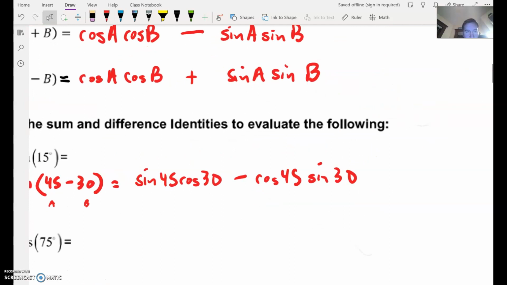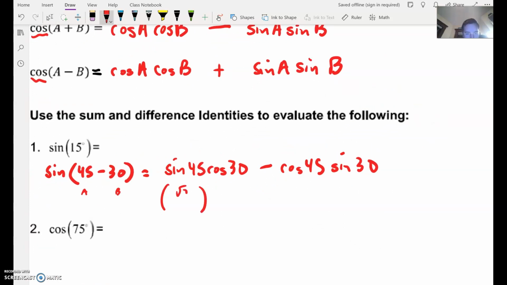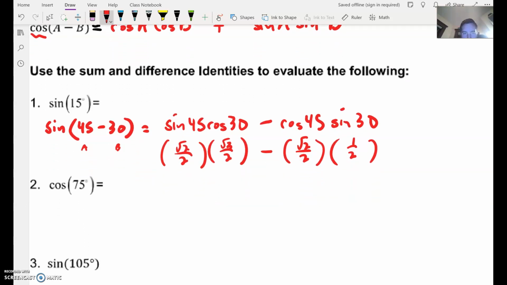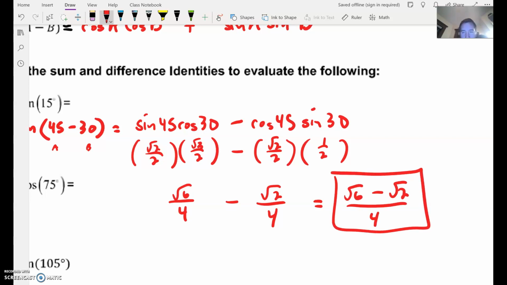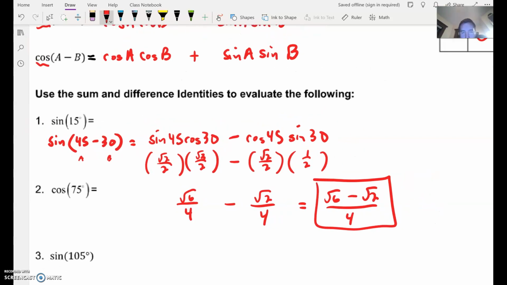So sine of 45 is square root of 2 over 2. Cosine of 30 is square root of 3 over 2 minus cosine of 45 is square root of 2 over 2. And sine of 30 is 1/2. Square root of 2 over 2 times square root of 3 over 2 will be square root of 6 over 4, because you just multiply straight across with fractions, minus square root of 2 over 4. And the square root of 6 over 4 minus the square root of 2 over 4 equals the square root of 6 minus the square root of 2 over 4. We cannot subtract those square roots because they have different bases, but that is our solution.